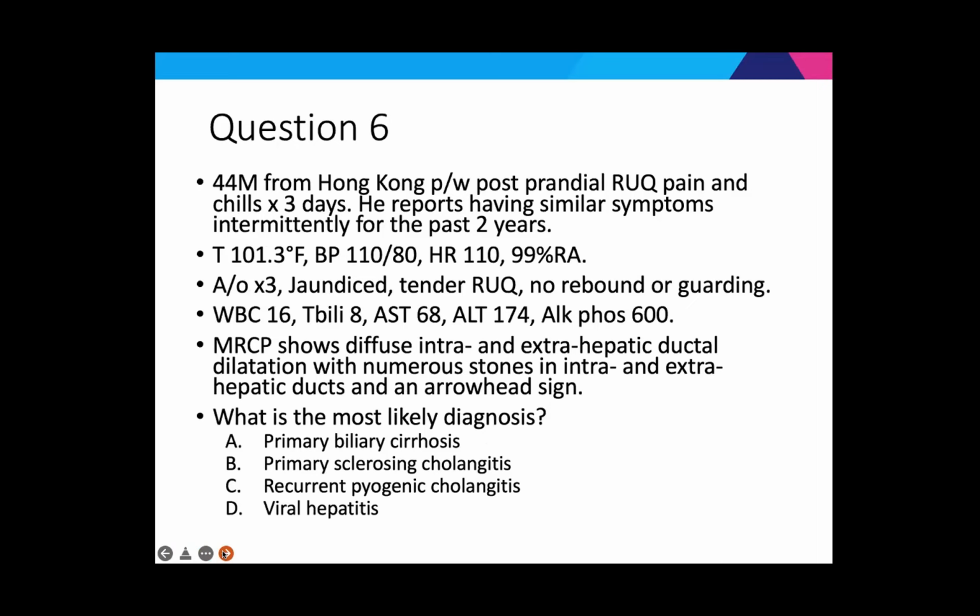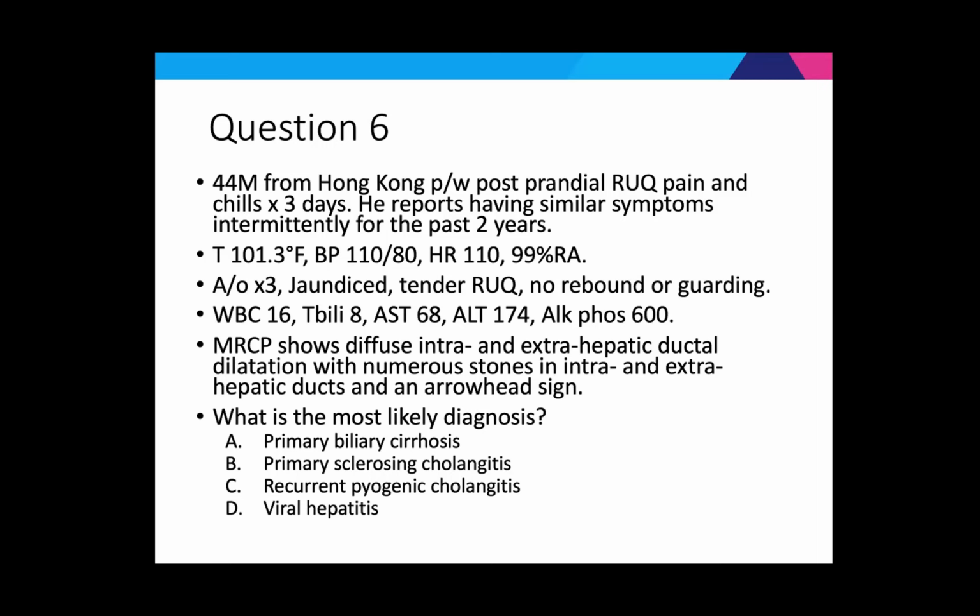All right, question number 6. This is a 44-year-old from Hong Kong who presents with postprandial right upper quadrant pain and chills for 3 days. He reports having similar symptoms intermittently for the past 2 years. He's febrile to 101. His blood pressure is stable. He's a little bit tachycardic with a heart rate in the 110s. He's alert and oriented x3. He appears jaundiced. He's tender in the right upper quadrant without any rebound or guarding.